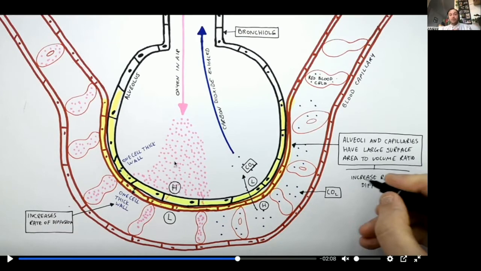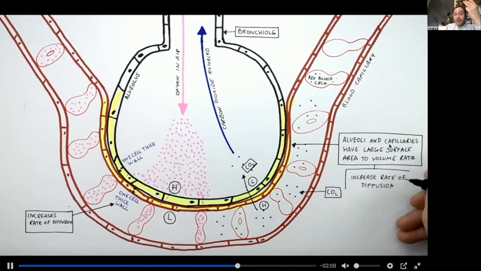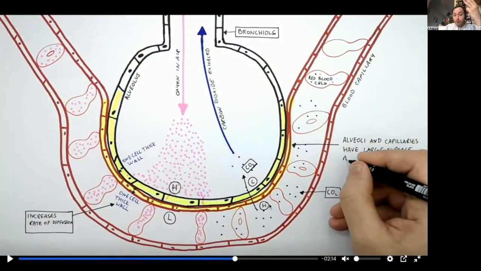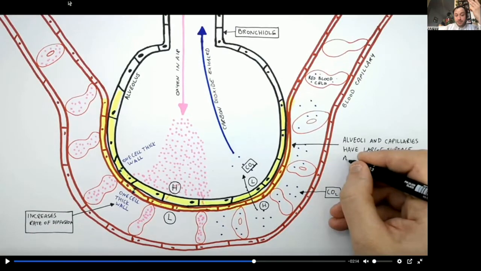So remember this for tomorrow. This could be a 4-mark question. Literally bullet point this. If you see anything to do with alveolus adaptations or capillary adaptations: 1-cell thick wall, it reduces the diffusion pathway, or means that the oxygen has to diffuse less far. 2nd mark, it's got a large surface area, both of them do, the capillary and the alveoli, which then increases the rate of diffusion. 4 marks.